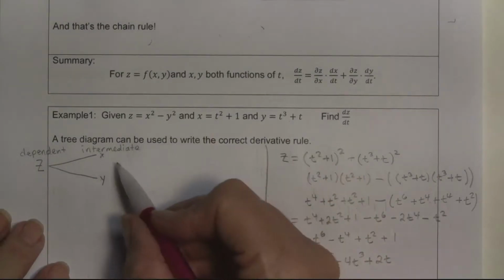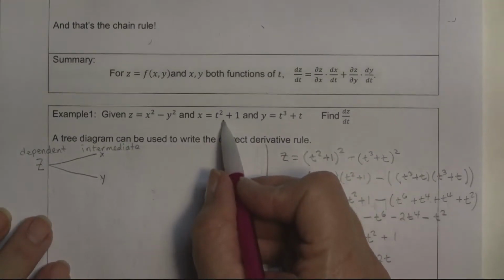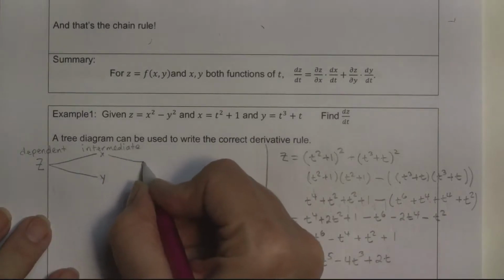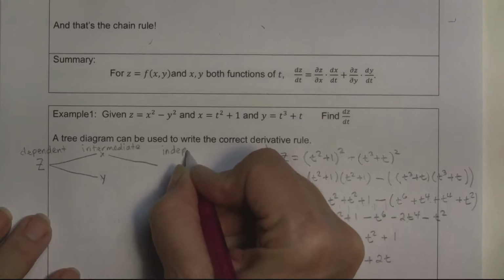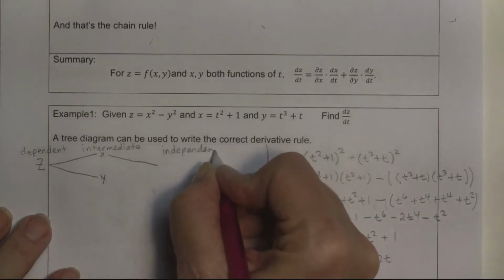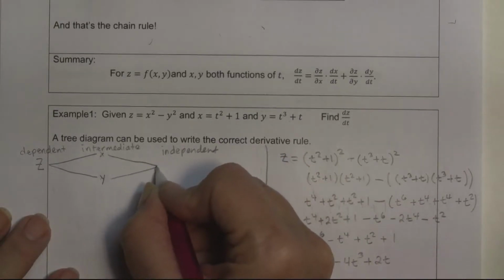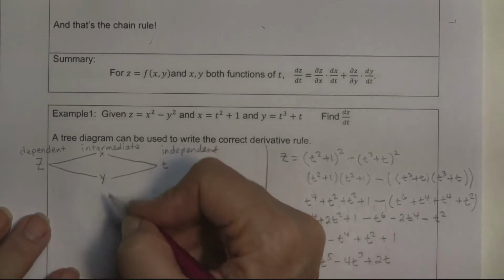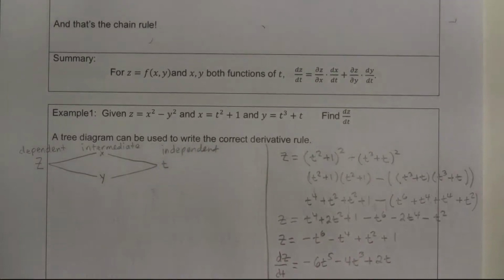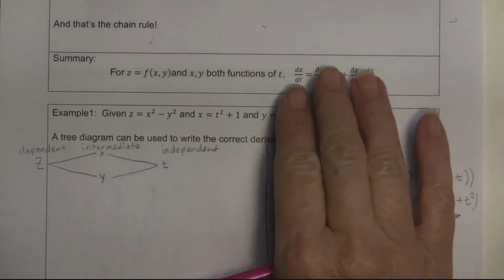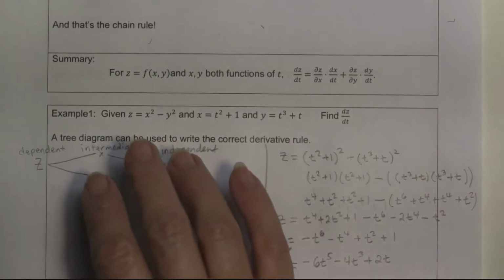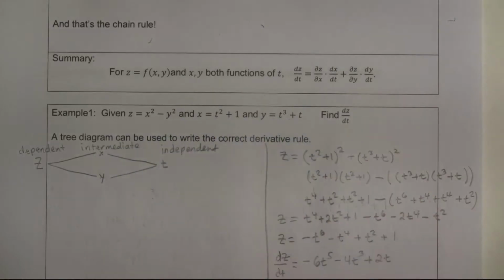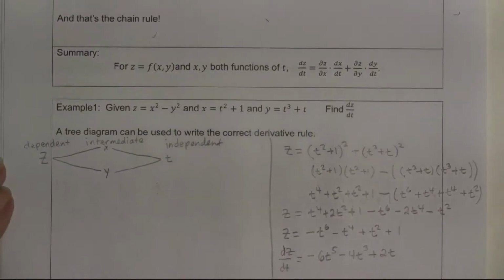And then x goes to t, right? And this is my independent variable. And you can have more than one independent variable. We'll do that. And you can have more than two intermediate variables. So having a chain rule memorized like this, and not an idea of how you could find it on the tree, it's way more helpful on the tree.